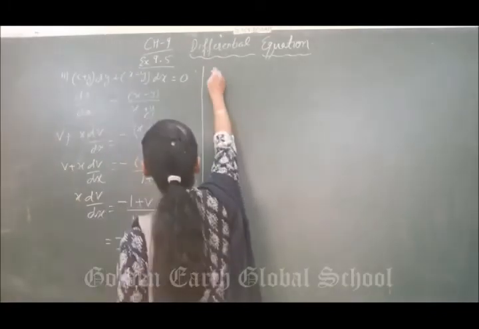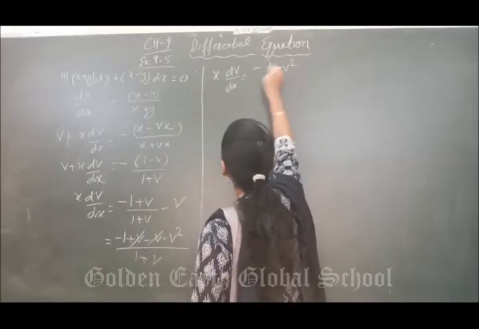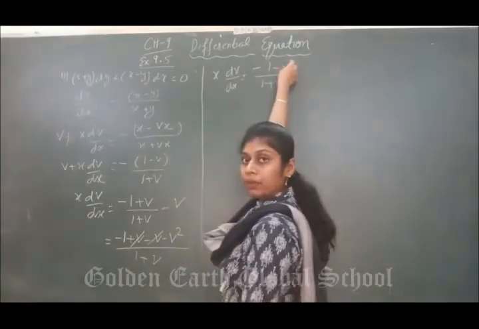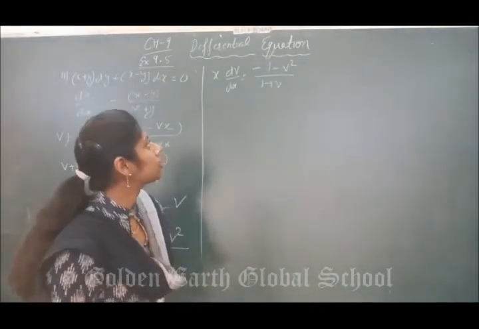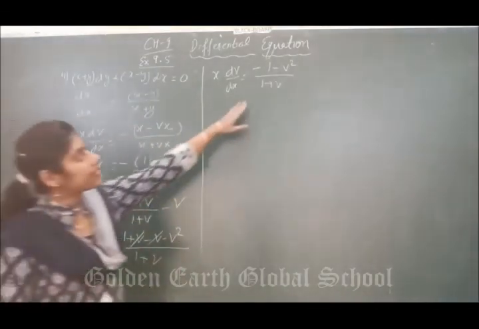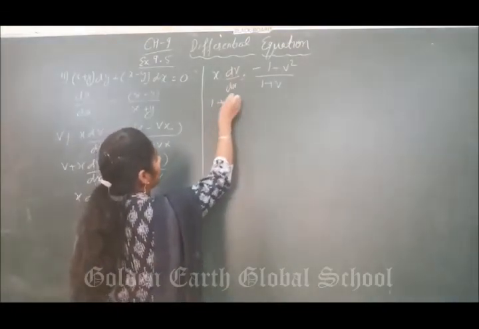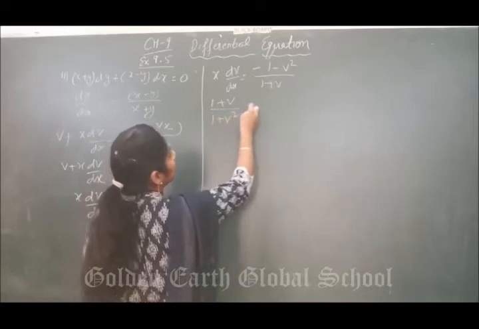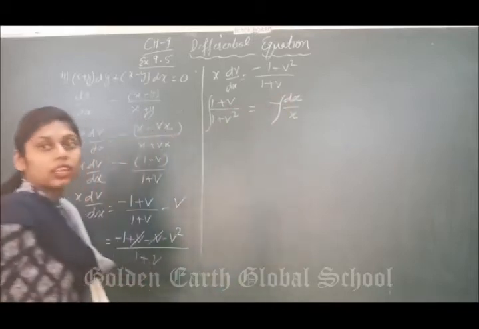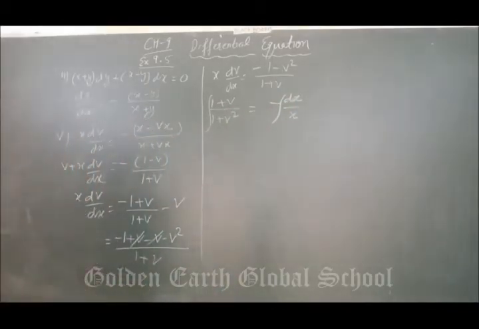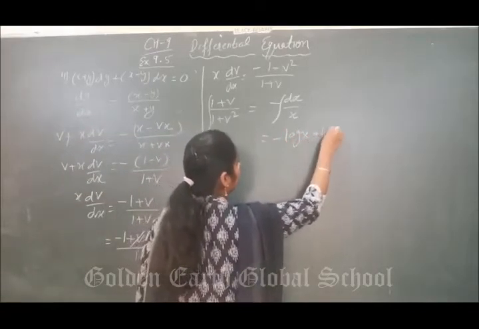So the left hand side is x dv/dx, and the right hand side is −(1 + v²)/(1 + v). Take minus common and use the identity a² − b², or leave it as it is. Separate the variables: (1 + v)/(1 + v²) dv = −dx/x. Now take the integration. The right hand side is −log x, and the constant you can take as log c.